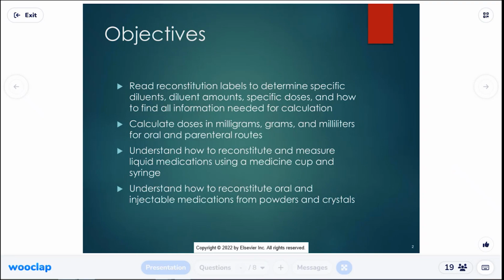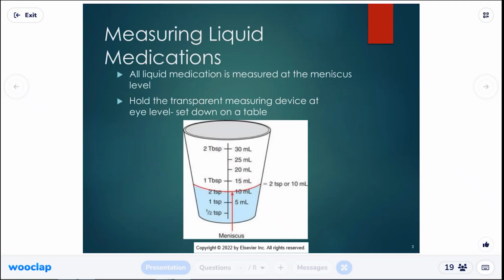The first few slides here are going to be a review of what we've done already, just as a reminder. So all liquid medications, and this is talked about in the first couple pages of the chapter too, if you're following along there. Medications that are liquid, if they're oral, they're going to go in a medicine cup. We've looked at the medicine cup, measuring them. They're talking about measuring to the meniscus level.